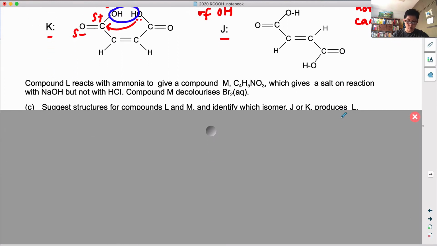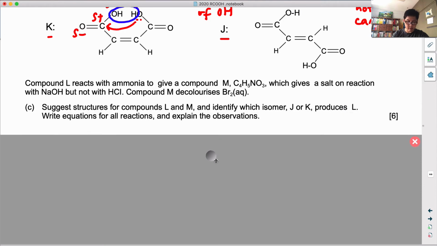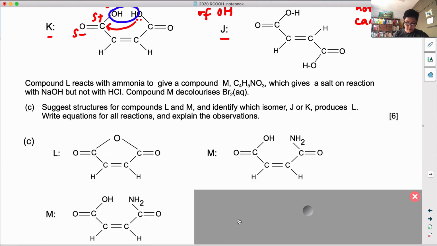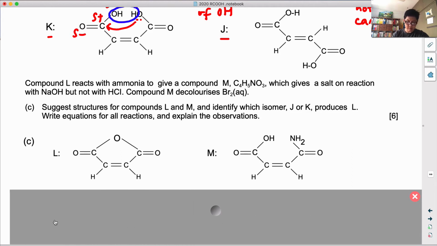Alright, so I'm going to draw compound L now. So this is my compound L. Can you see that? This is my compound L. Let me take away this first. Actually, I should take away this.